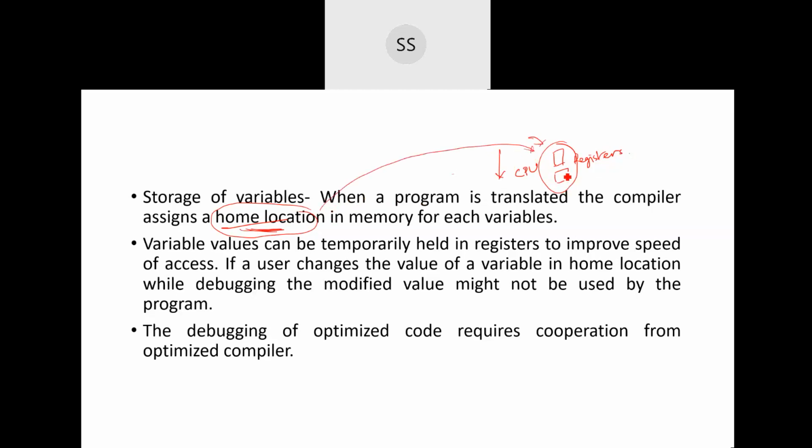Okay, so what happens is that the data here and the data in the home location are considered to be inconsistent, because they are different from each other, and that creates a problem for my debugging process. So variable values can be temporarily held in registers to improve the speed of access. Now, if the user changes the value of a variable in the home location while debugging, the modified value might not be used by the program.